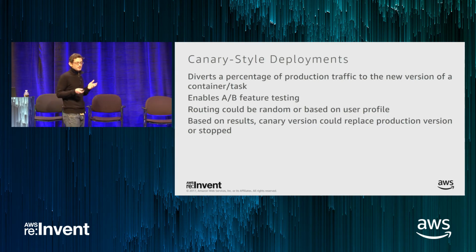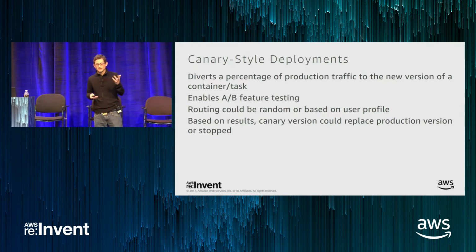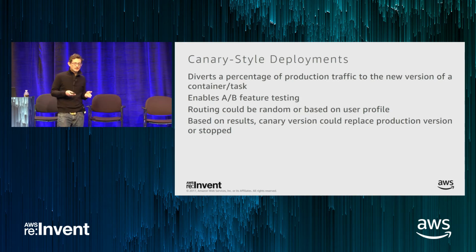And canary-style deployments are another type of deployment that is useful when you want to divert a portion of your traffic to a new version of your service, either randomly or based on a user's attributes. Now, canaries are often employed to do A/B testing, where you're trying to identify changes to web pages that increase or maximize a particular outcome, for example, the click-through rate for a banner ad. Based on the results of your tests, you can either replace the current running version with the new version of the service, or you can keep the current version in place.